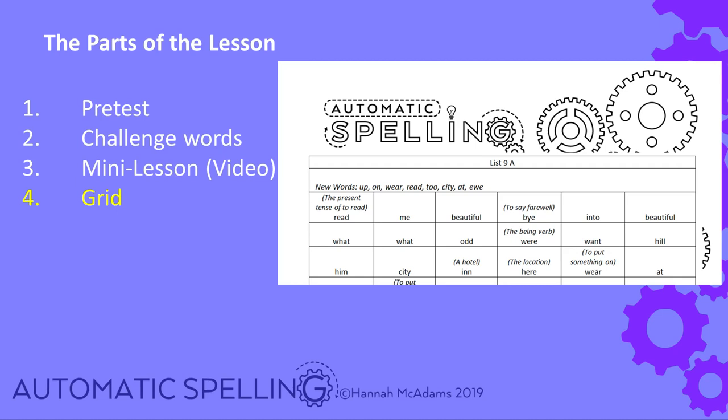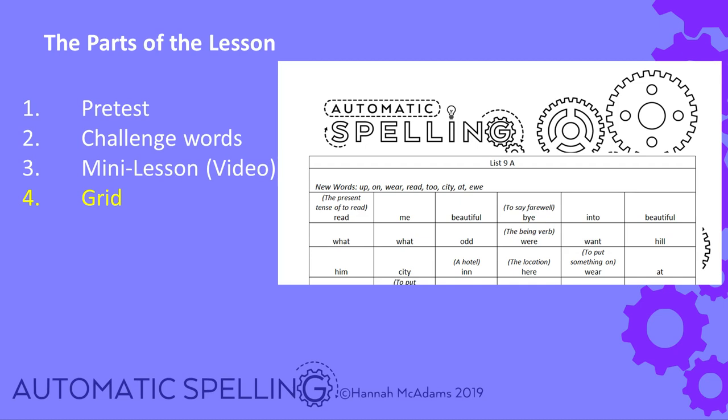And then you say me, beautiful, to say farewell, bye. They only have to write bye instead of to say farewell. And they learn these with the definitions, especially for words that have homophones. And sometimes I do contractions and some other things, but it's really helpful for them to know, okay, this were is a being verb. To put something on is where. That's helpful, I think. Everybody really likes that part of it.